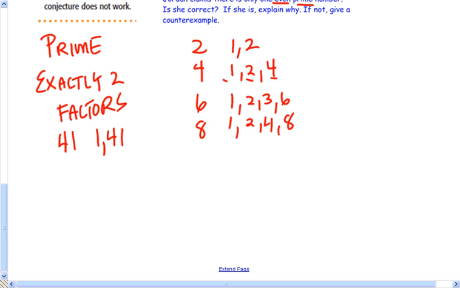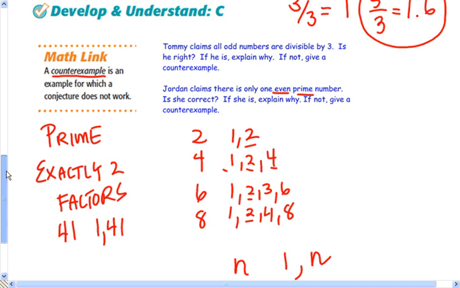And one thing you might have noticed on all these is it seems like 2 is a factor of every number that's even, which is true. So that's how we're going to explain why. We know that any number, let's say any number n, has at least 2 factors, 1 and itself. If n is even, then it has one more factor. And if it's greater than 2, then that's the number 2. So every even number has at least 3 factors, 1, 2, and itself. So I think she's right. Jordan's claim is true.